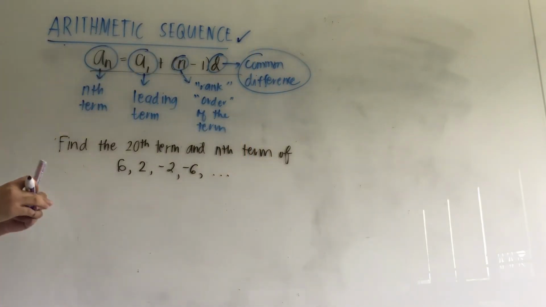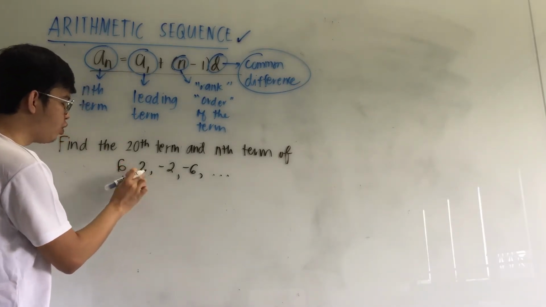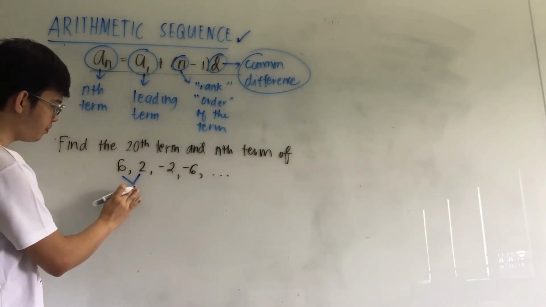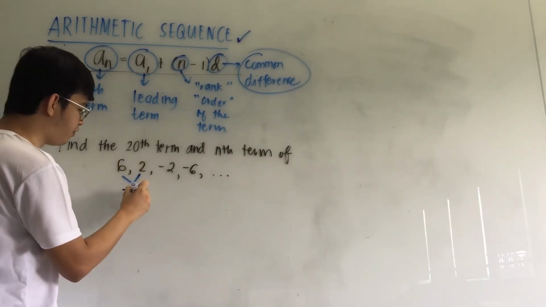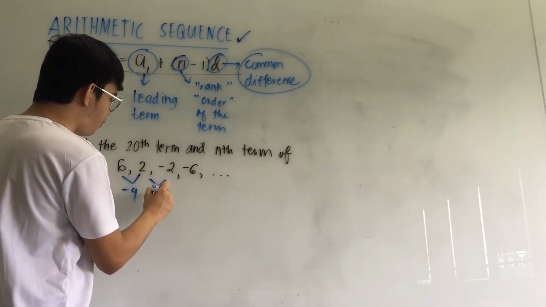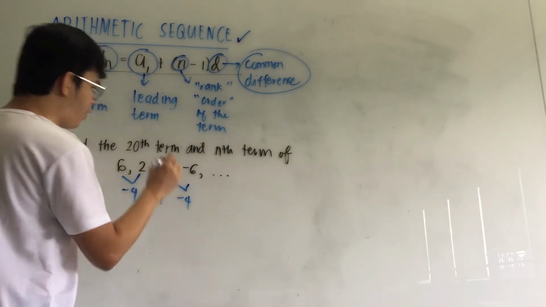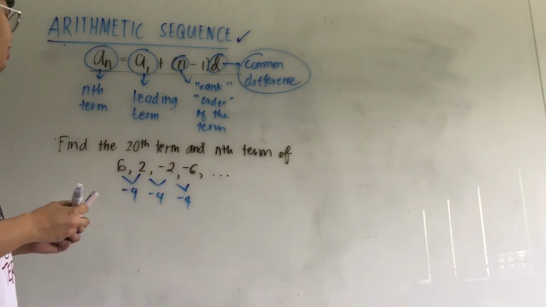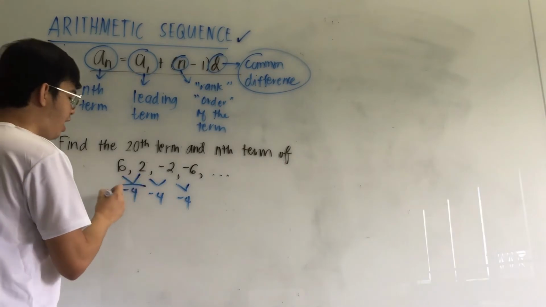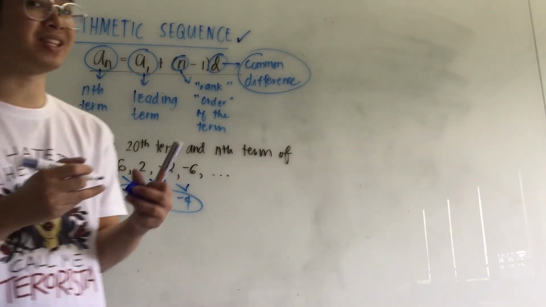The common difference is solved by, again, next minus previous. So next: 2 minus 6 is negative 4, negative 2 minus 2 is negative 4, negative 6 minus negative 2 is negative 4. So therefore, it is really an arithmetic sequence because we have an observable common difference which is negative 4. So we already have the d.